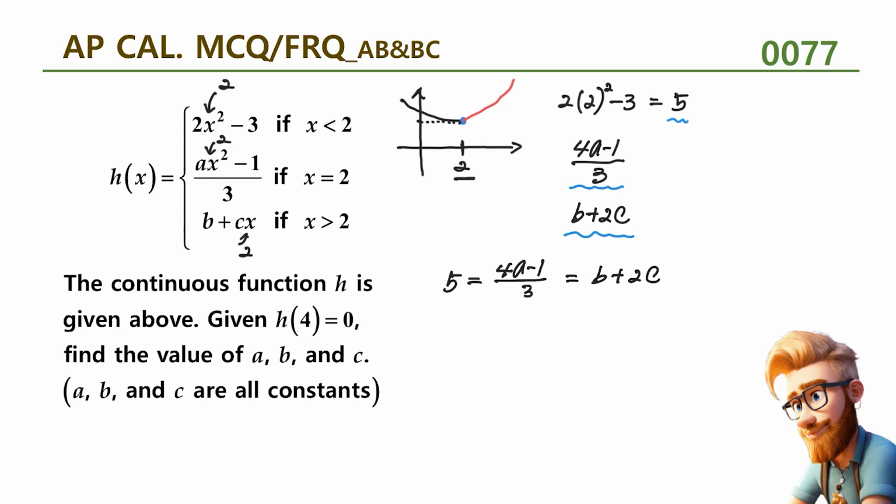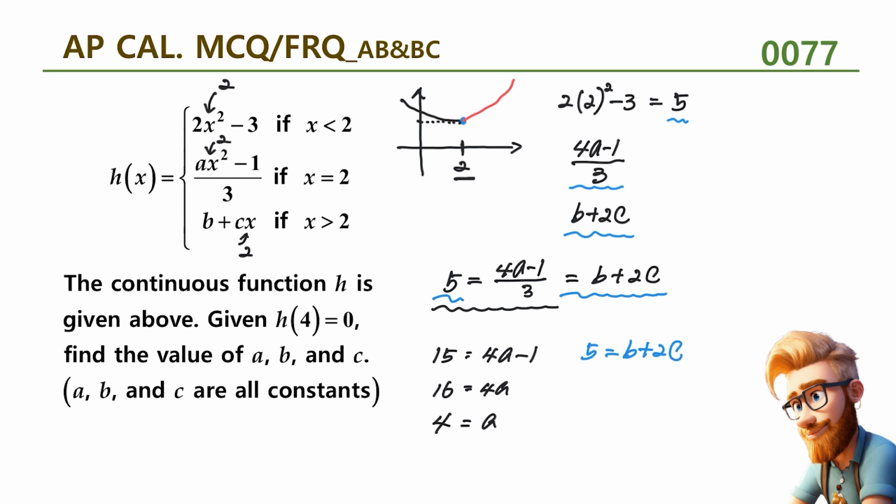Okay, if we solve this equation right here, that's going to be 15 is equal to 4a minus 1, 16 is equal to 4a, so a is equal to 4. So a is equal to 4, right? Okay, let's write this equation. 5 is equal to b plus 2c. Okay, so 5 is equal to b plus 2c.